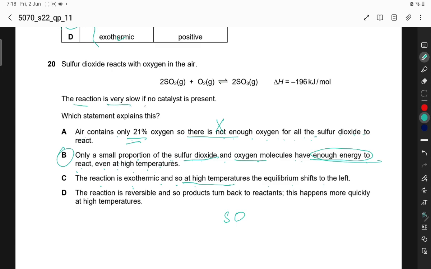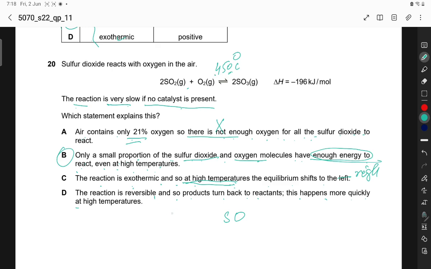If no catalyst is present, the reaction is very slow. So high temperature is a compromising temperature for this reaction, so that's why the reaction shifts towards the right. The reaction is reversible, so products turn back to reactants. This happens more quickly at high temperature. 450 degrees centigrade is a feasible temperature for this reaction, because the reaction is very slow at this temperature if no catalyst is present.